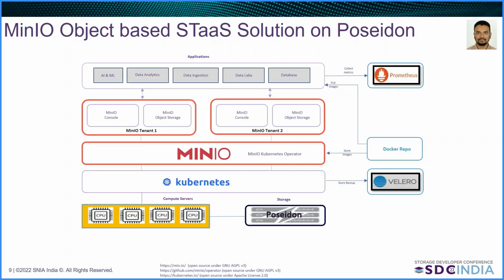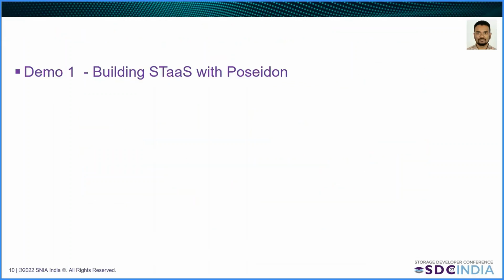We have set up a private Docker repo to pull application images for running various workloads like data analytics, data ingestion, and AI/ML, and hosting them on MinIO tenant. To collect system metrics and back up the Kubernetes cluster, we have integrated Prometheus and Velero Kubernetes services with MinIO respectively. I am now going to show you how to create a MinIO tenant using a MinIO operator.